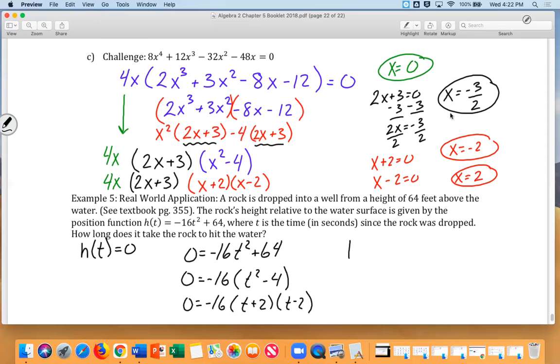Well, let's solve them. For the one, I have t plus 2 equals 0, so t equals negative 2. So that's negative 2 seconds. And then I have t minus 2. That's going to give me t equals 2 seconds. Well, here's the funny thing. You can't go back in time. So my time is 2 seconds.